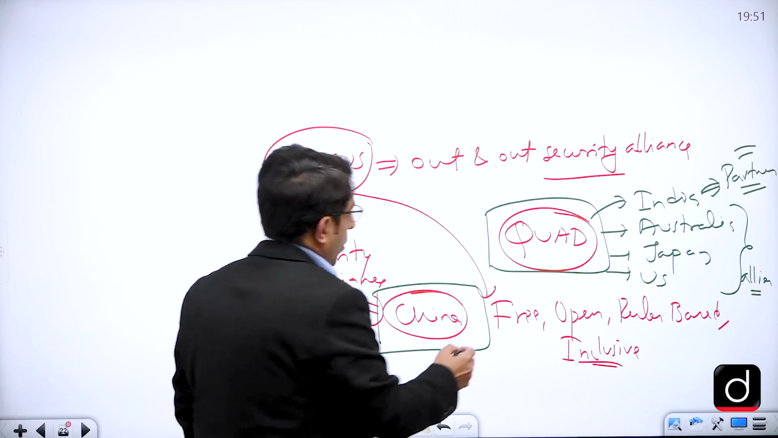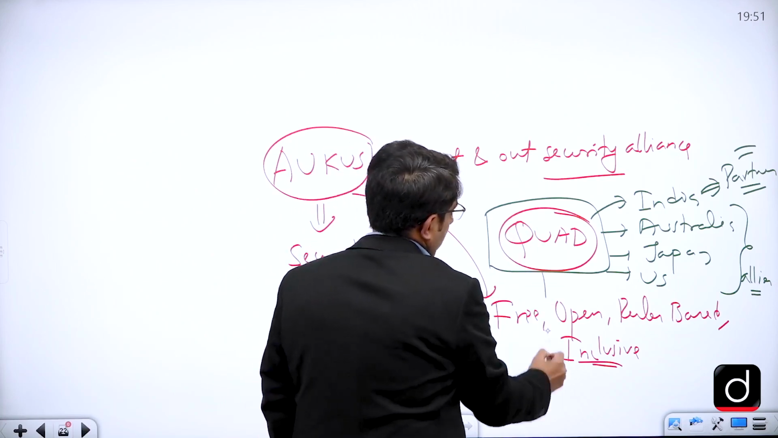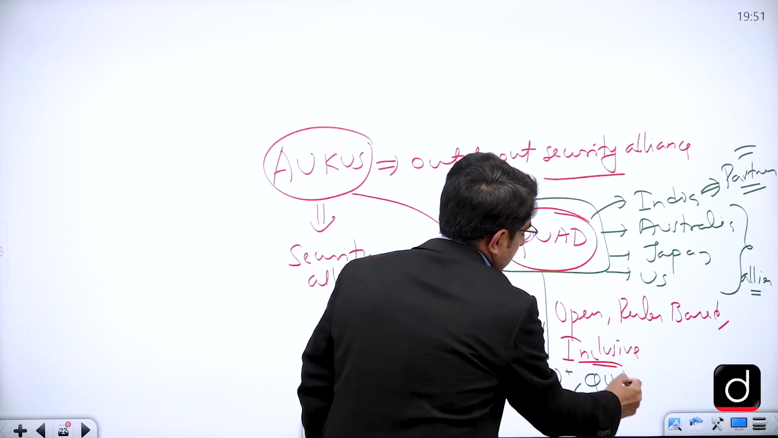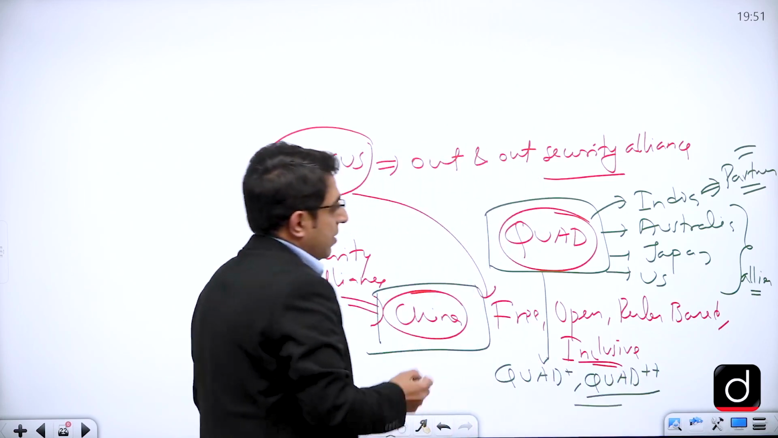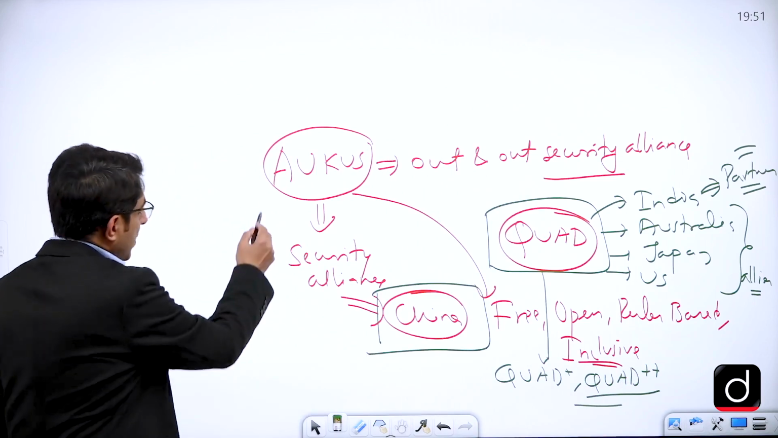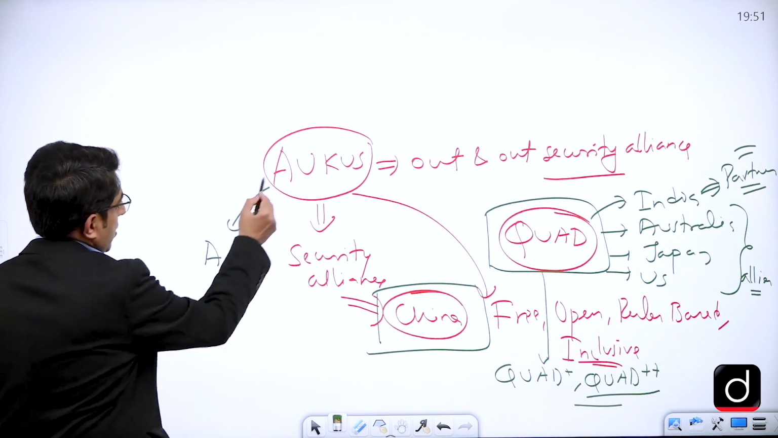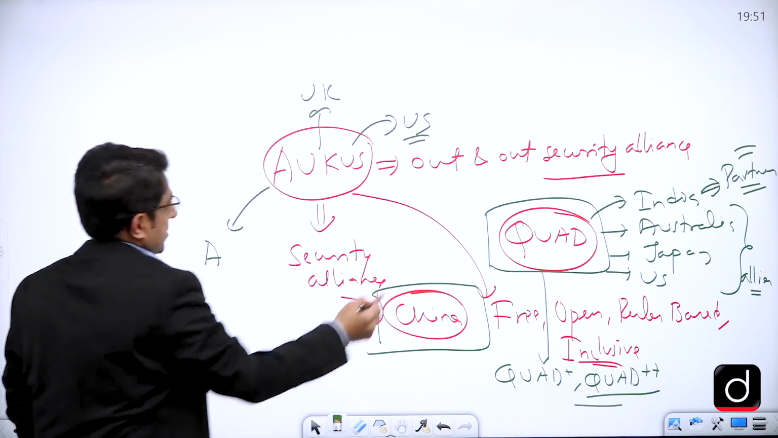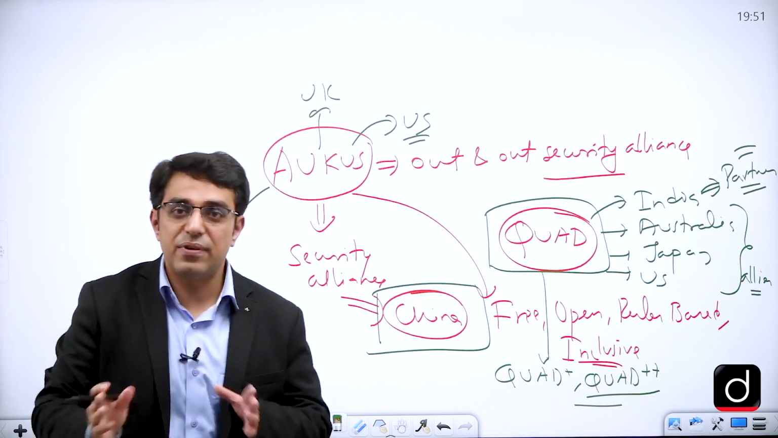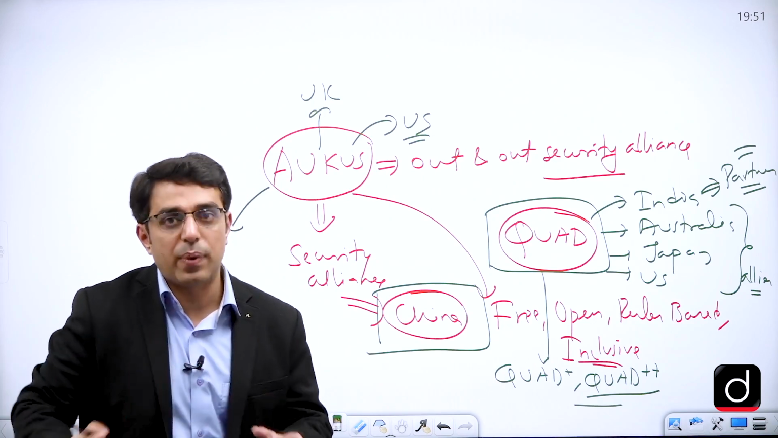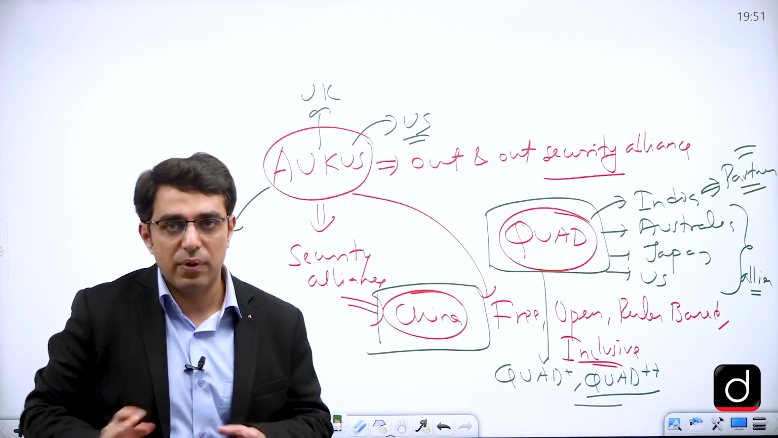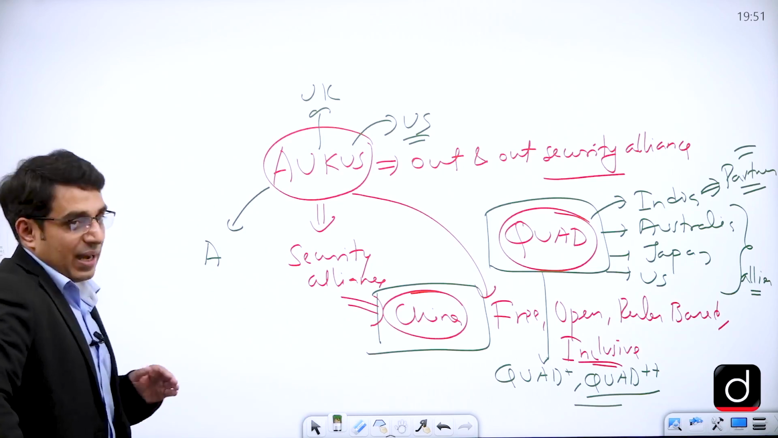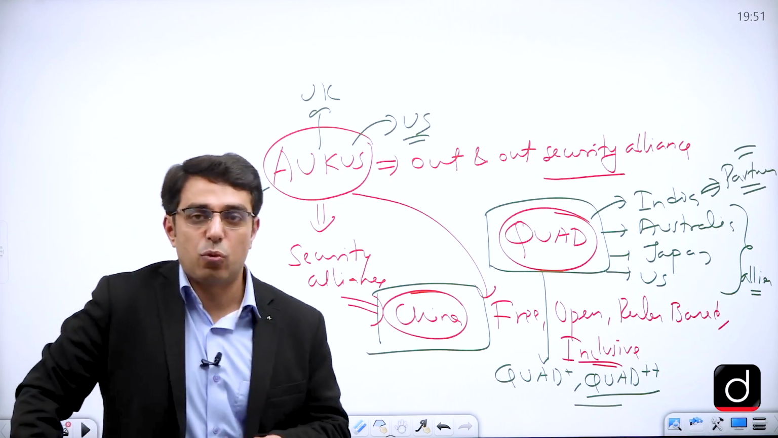Plus, Quad has the possibility of including more countries, so we can have a Quad plus and Quad plus plus kind of arrangement. But as far as AUKUS is concerned, the nomenclature itself, where A stands for Australia, UK stands for the UK, and US is the United States, reveals that this is going to be a close partnership and no other country will be made part of it. So this is the basic idea about AUKUS and the basic difference with Quad that we need to know.